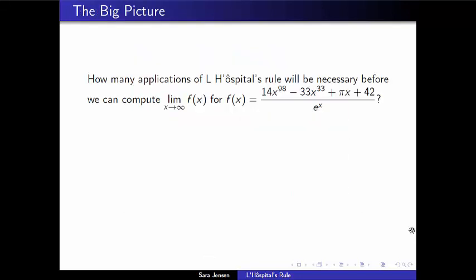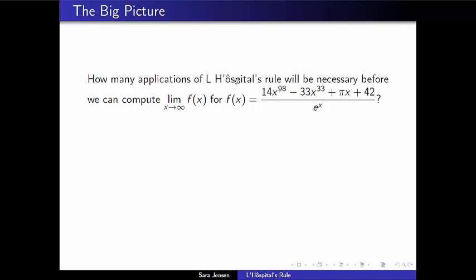Thinking about this more generally, everything that I reasoned on the previous slide can be applied to an arbitrary polynomial divided by an arbitrary exponential function. I'm using e to the x because it has a particularly nice derivative, but I could have a crazy polynomial in the numerator and any exponential in the denominator, and we could try to use our previous example to think, how many times would I have to apply L'Hopital's rule to compute the limit as x goes to infinity of this function?